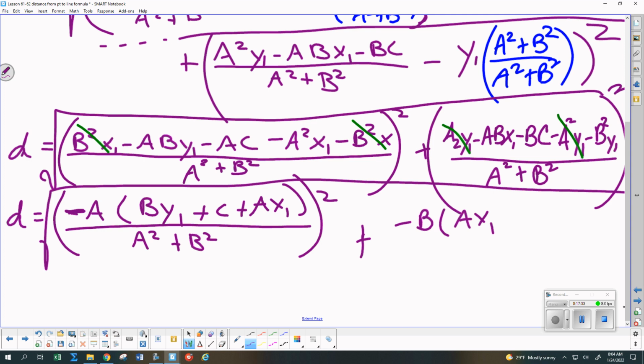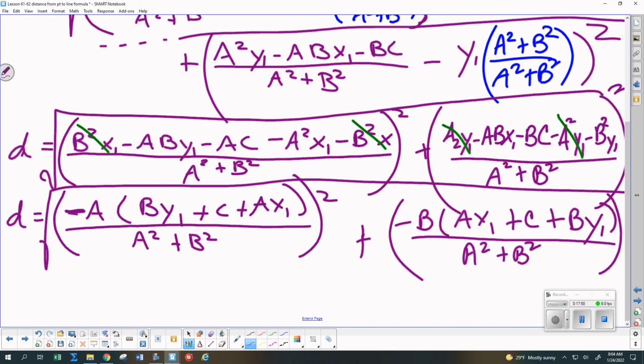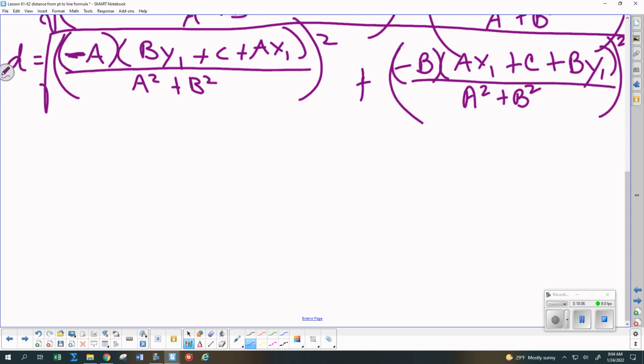So if we can do it right over here, everything should be positive when I factor a minus b out. So then that will be plus c and plus b y1 over a squared plus b squared. And that's all going to be squared. Anybody see any other typos? We've got the square root sign. We've got the squares on both parts. Okay, now I'm going to square everything.